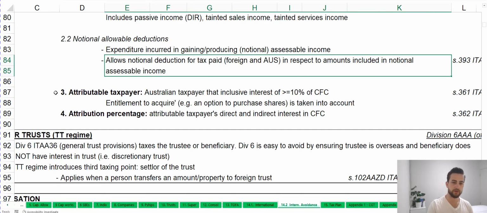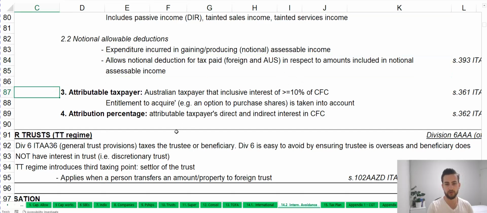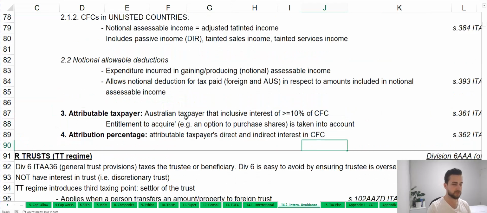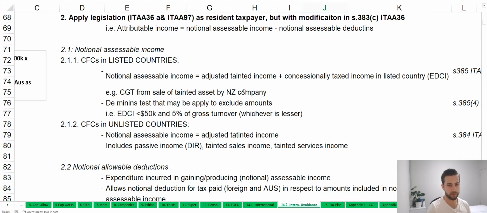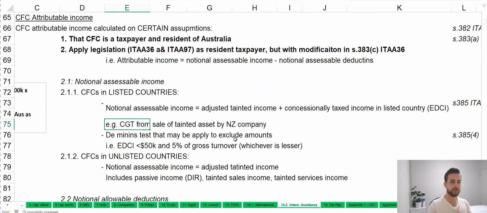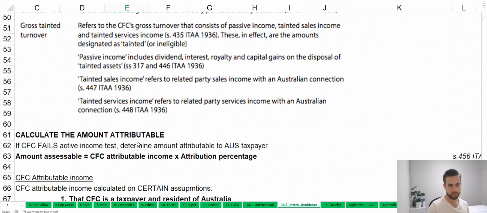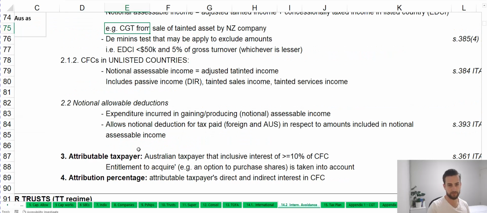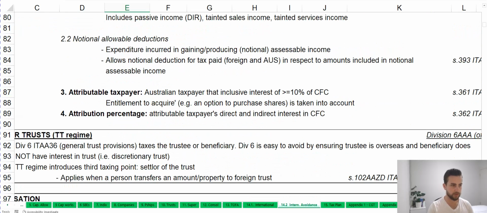Okay, and then third is attributable taxpayers. That's basically who it is that it's attributable to. In the situation where you own 100% of the company, you're the attributable taxpayer. Okay, and the attributable percentage is that taxpayer's direct and indirect ownership percentage in that CFC. So it's fairly straightforward. You say I own 60% of this CFC, you figure out what the assessable income is, you times it by 60%. That's what you have to include in the attributable taxpayer's tax return in Australia.